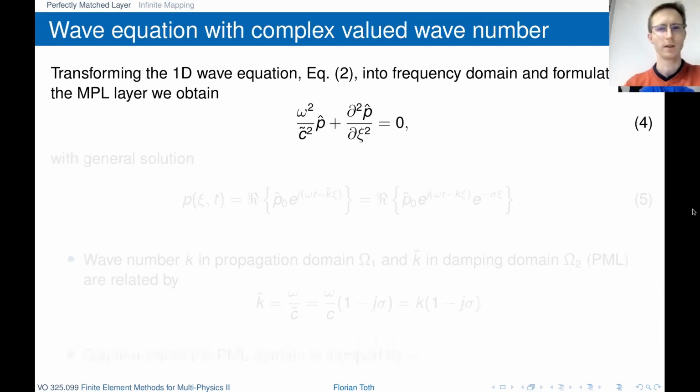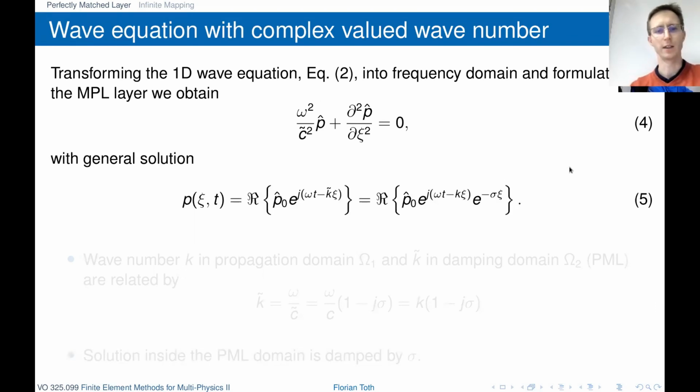Okay, so let's look a little bit at what this means, having a wave equation with complex valued wave numbers. We had the wave equation already in time domain given. We can transform it into frequency domain by doing a Fourier transform or simply using the harmonic ansatz. And what we get here is then the square of omega instead of the time derivative, and also the sign has changed. So this is essentially the frequency domain formulation in 1D.